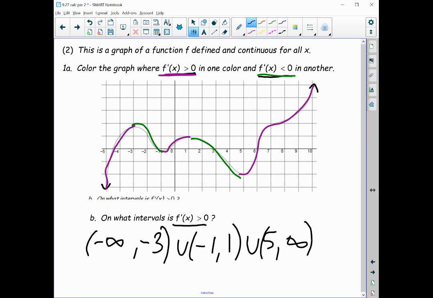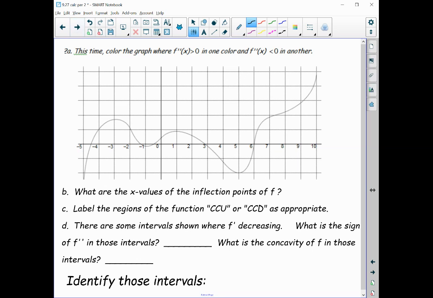Now I want you to color this graph in one color where the second derivative is positive and in another color where the second derivative is negative. So go ahead and attempt it, and then we will go through it.